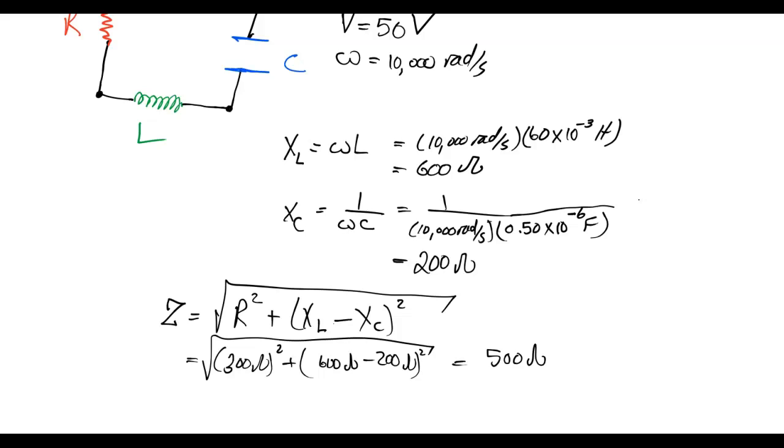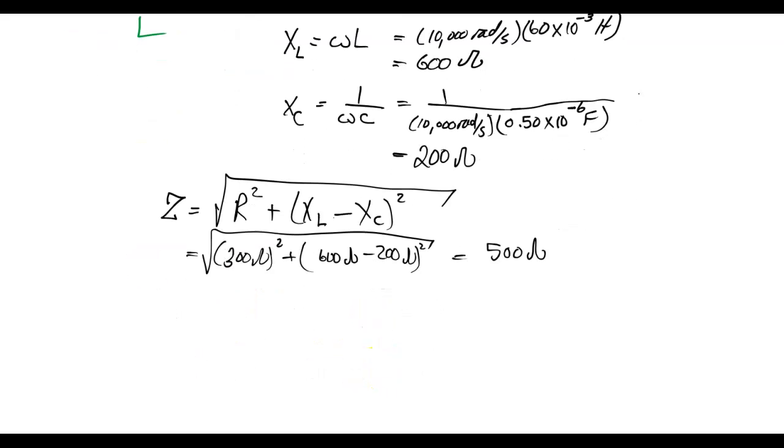We're asked to find the current amplitude, and the current amplitude I by Ohm's law is given by V over Z. So this is 50 volts over 500 ohms, which is 0.10 amps.